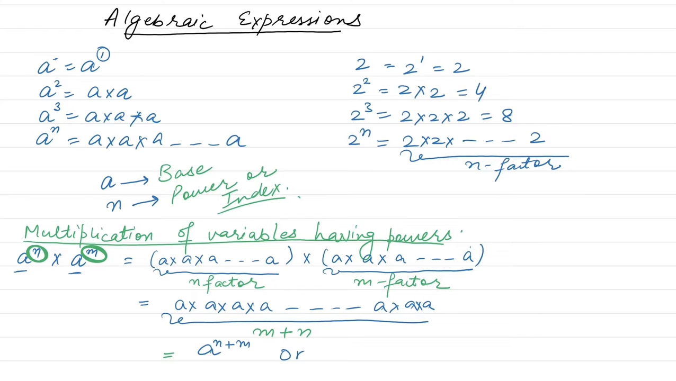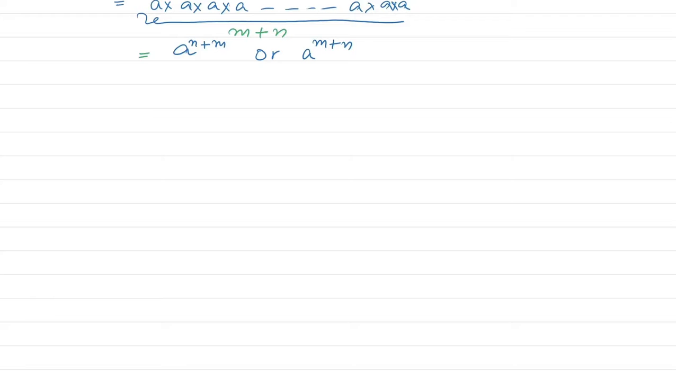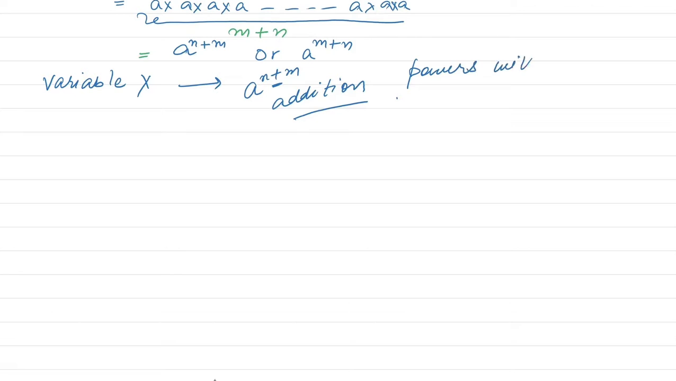So we just need to remember this thing. If there is a multiplication sign between the variables, then the powers will add. There is a sign of multiply between them. Just remember, multiply sign, the powers will add. We can write this as a to the power n plus m. We need to do addition, or we can say the powers will add if there is a multiplication sign.